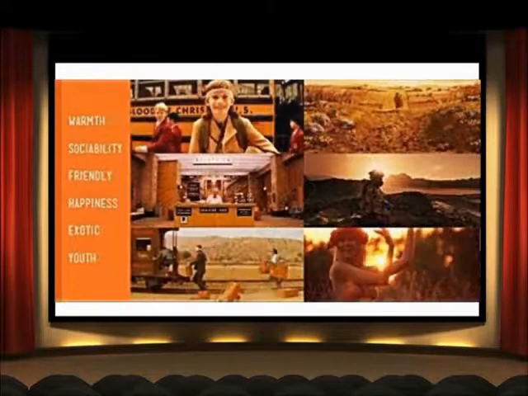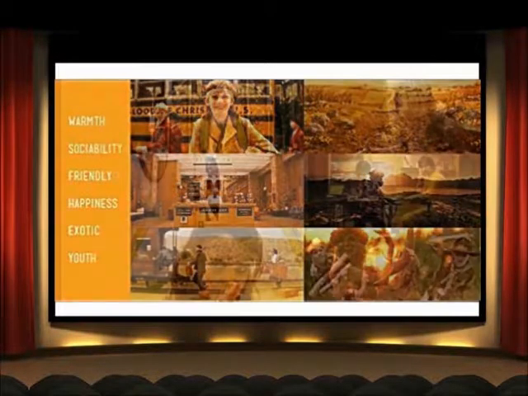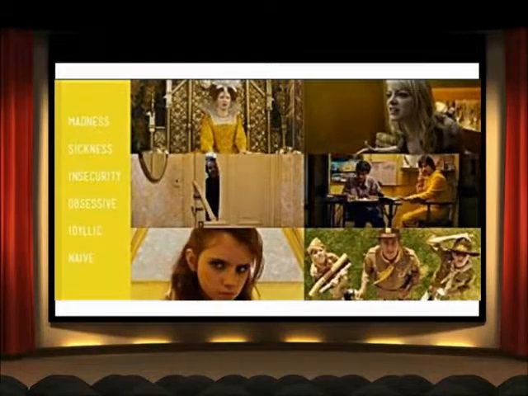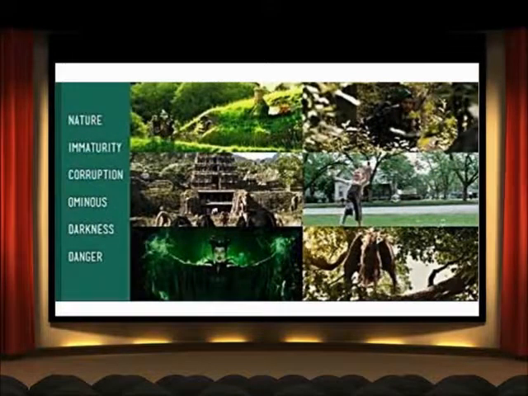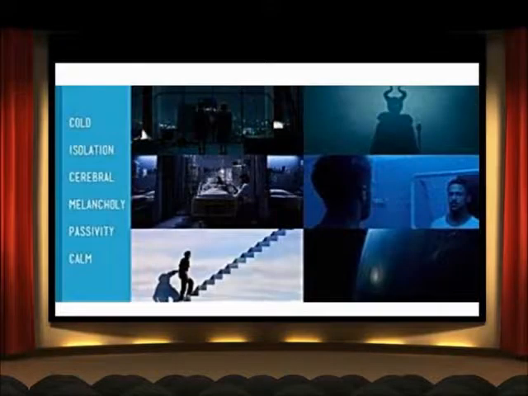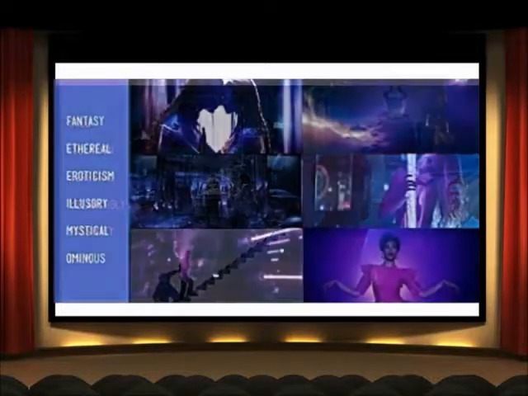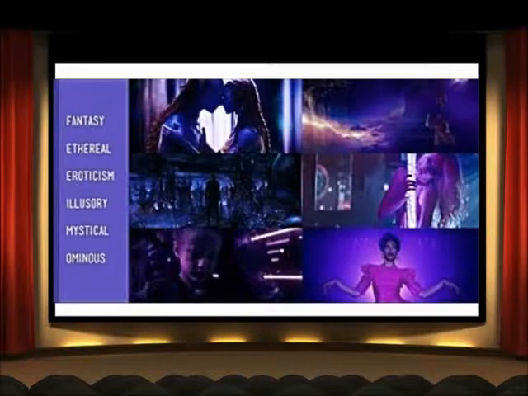Orange is associated with warmth, sociability, friendliness, happiness, exotic, and youth. Yellow is associated with madness, sickness, insecurity, obsessiveness, idyllic, and naive. Green is associated with nature, immaturity, corruption, ominous, darkness, and danger. Blue is associated with cold, isolation, cerebral, melancholy, passivity, and calm. And purple is associated with fantasy, ethereal, eroticism, illusory, mystical, and ominous.